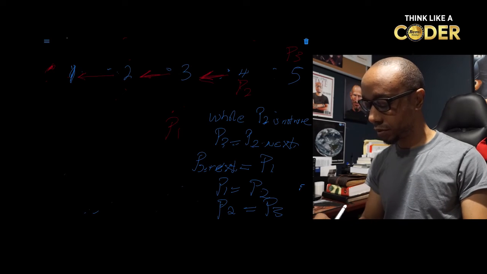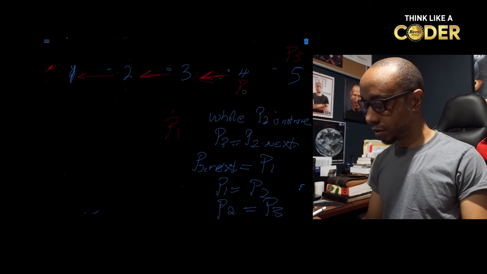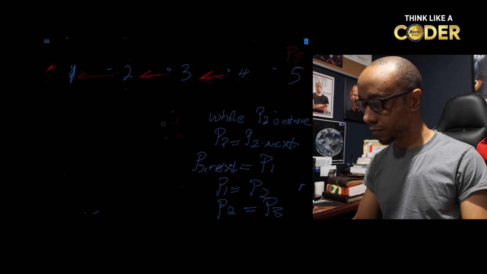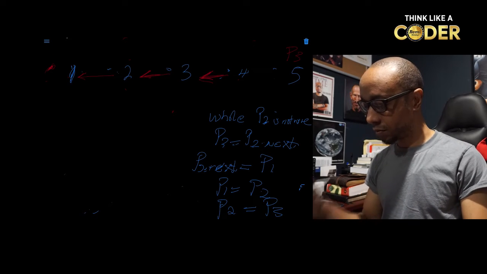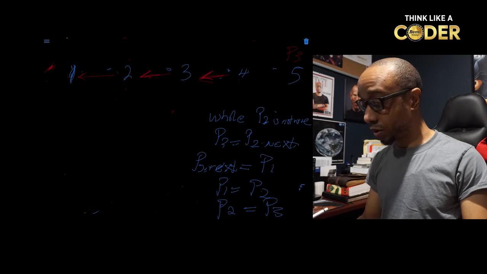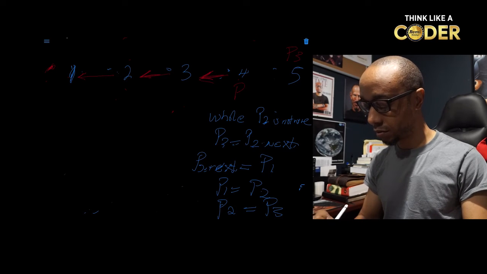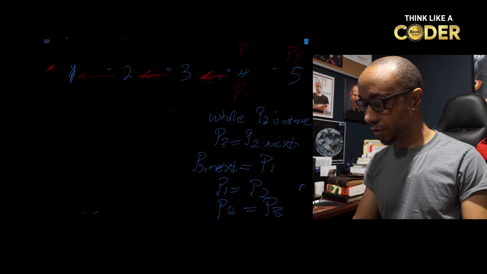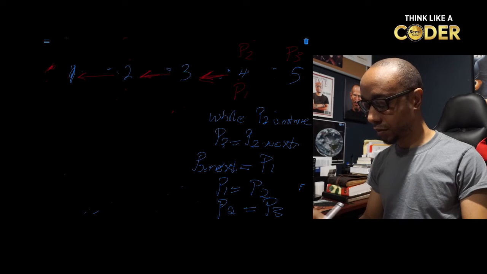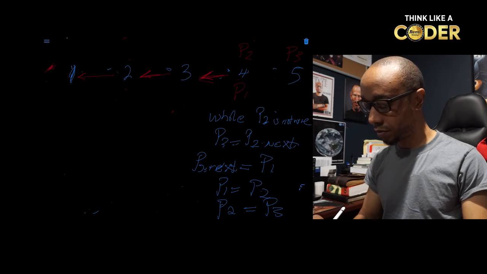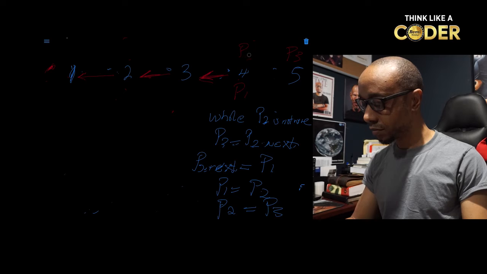Here we have p2. So we check. Is p2 none? It's not. So p3 is equal to p2.next. So we remove p3. It becomes p2.next. This is our p3. p2.next is equal to p1, which is this arrow. p2.next is equal to p1, right? p1 is equal to p2. So p1 comes here.